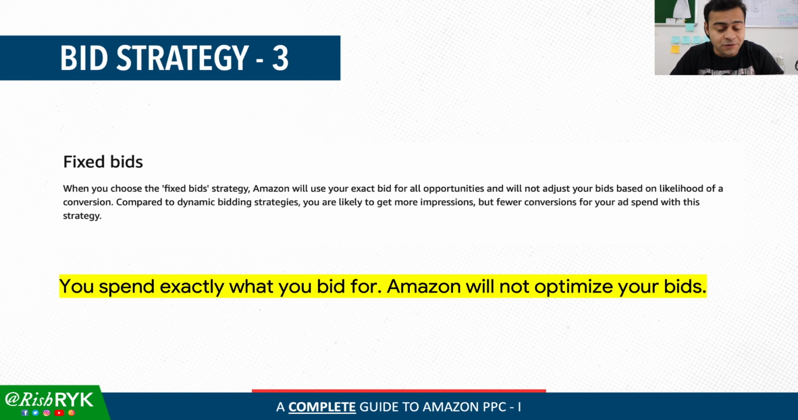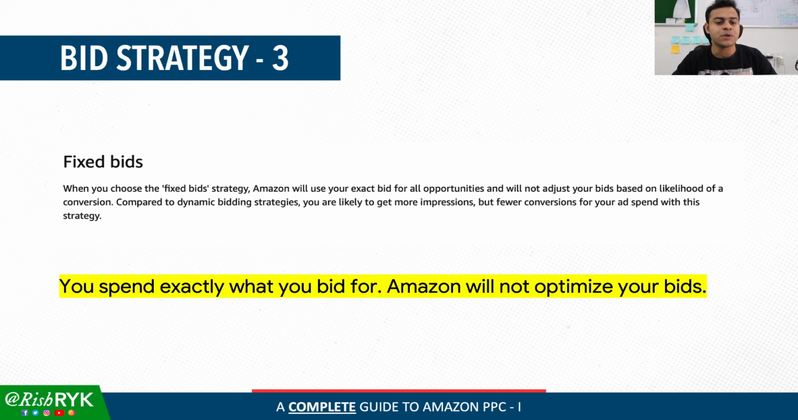Bidding strategy number 3. This is absolutely what it basically means. Fixed bids. Over here, Amazon is not going to use any sort of intelligence. It's just going to do what you ask it to do. So if you set your bid to $1, Amazon is going to bid $1 for every keyword that campaign has in it, or if it's an automatic campaign, it's going to just bid $1 for all the keywords. But that can be a good and a bad thing, because at times you might end up losing a lot of money.